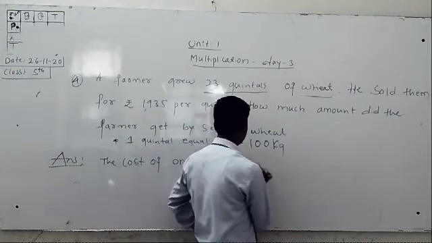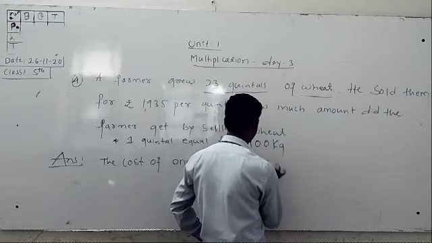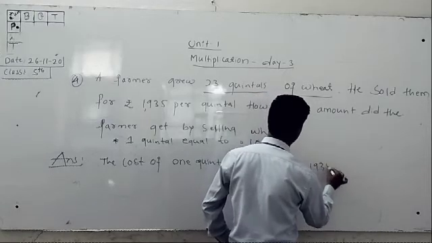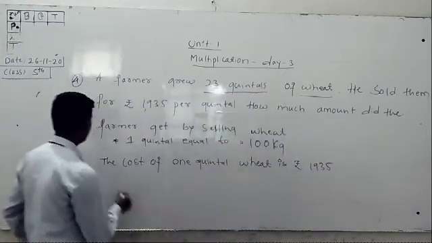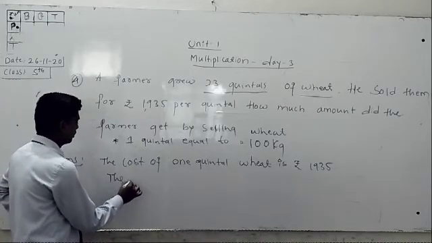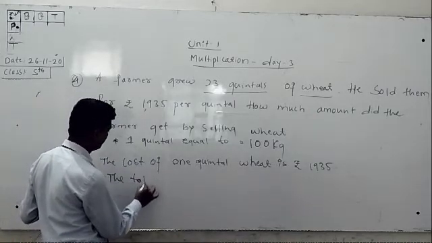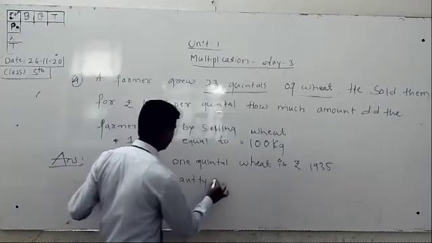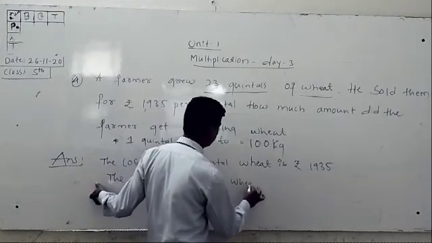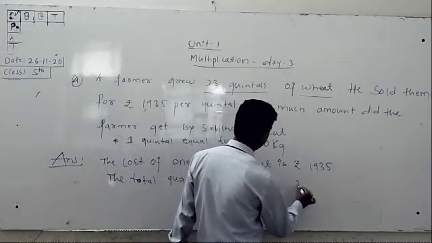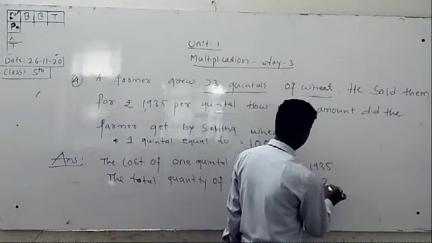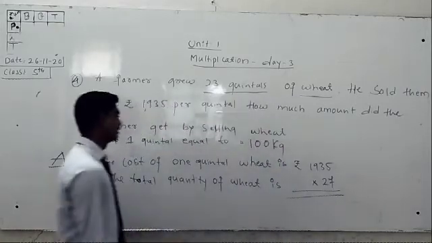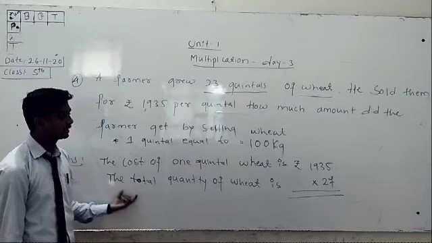wheat. 1 quintal wheat is rupees 1935. Then the total quantity of wheat is 23 quintal. Total quantity of wheat is 23 quintal.